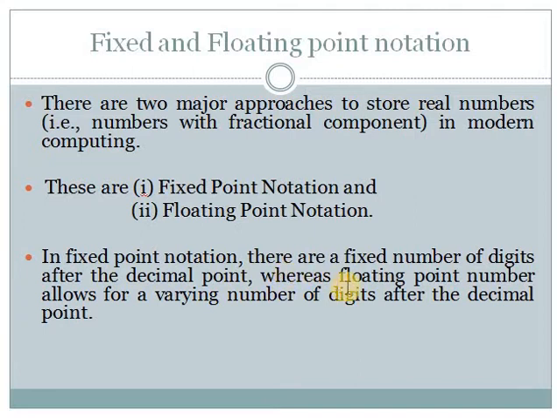anything. Whereas the floating point number allows for a varying number of digits after the decimal point. That is the key difference between the fixed point and the floating point representation. That is, in fixed point after the decimal point there is a limit, only this many digits should be there, but in the floating point representation there are no limits. We will see the examples, then you will understand clearly.